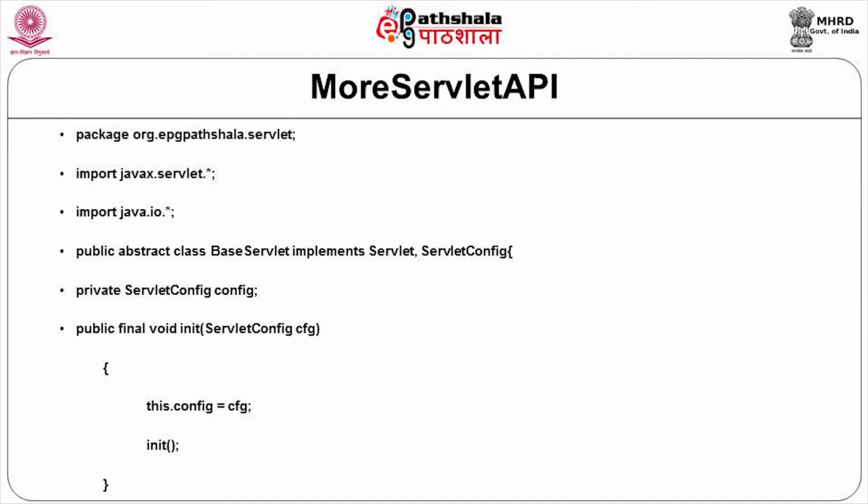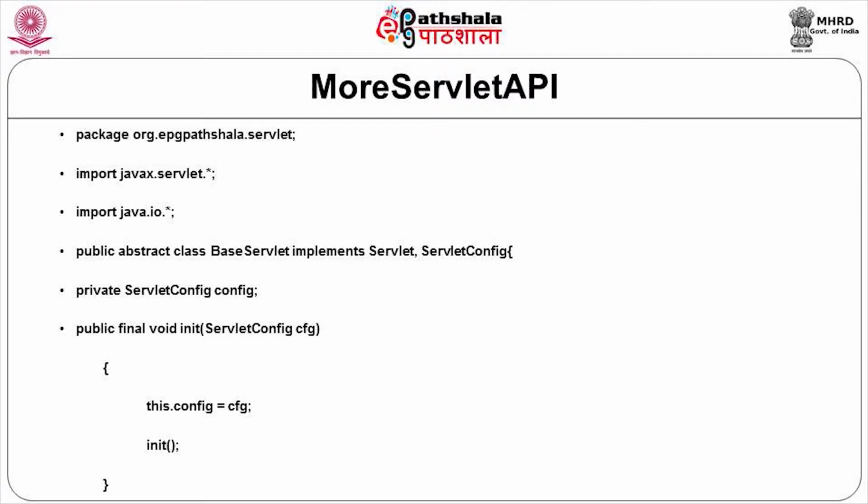In order to have some additional initialization during the init, which others may like to add, a subclass would like to do it, we can add another method. Let's give the same name as init, but this can be without any parameters. So we make this a final method. We'll have a public final, return is void, init, parameter will be servlet config.